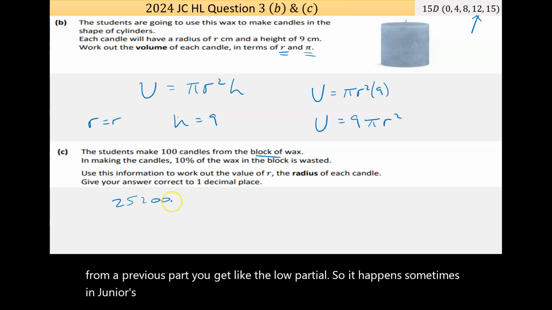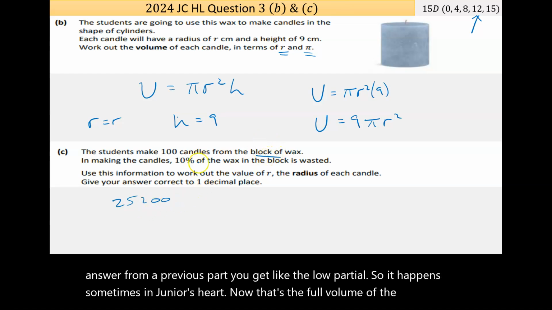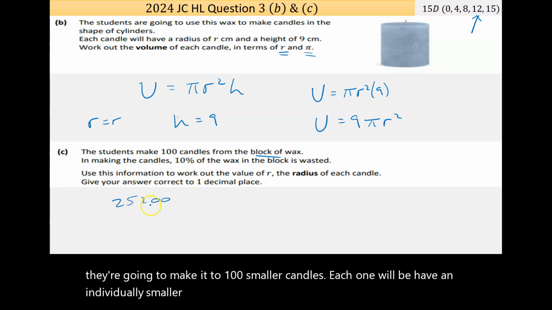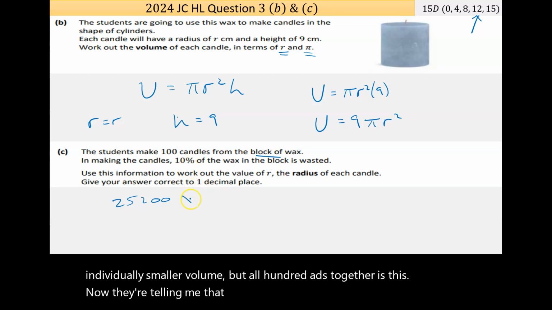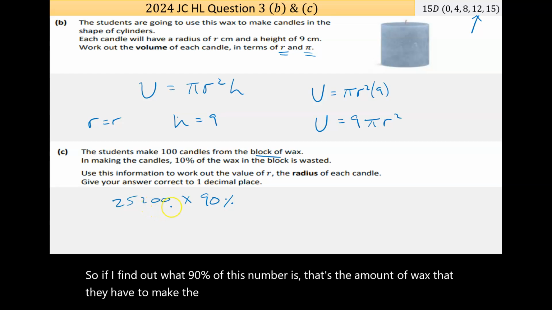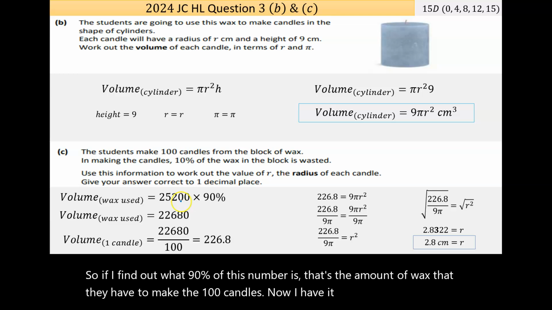Now that's the full volume of the big block of wax. Now they're going to make it into 100 smaller candles. Each one will have an individually smaller volume, but all 100 added together is this. Now they're telling me that 10% is wasted, so 90% is used. So if I find out what 90% of this number is, that's the amount of wax that they have to make the 100 candles. Now I have it done down here, so that's the 90%.